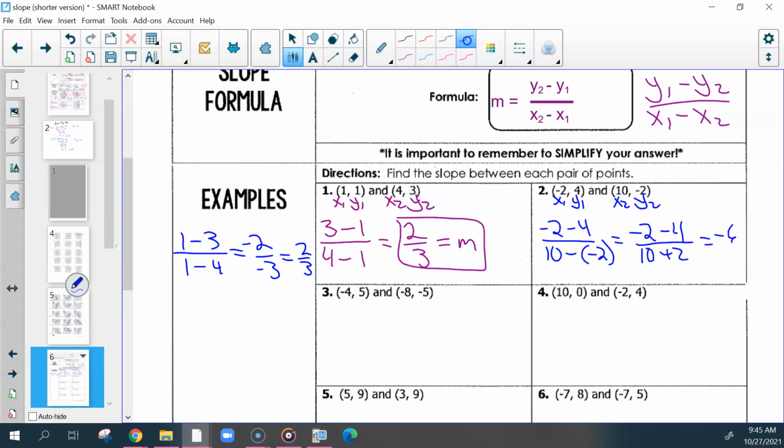So this would give us -6 over +12, and we could simplify that to be what? -1.